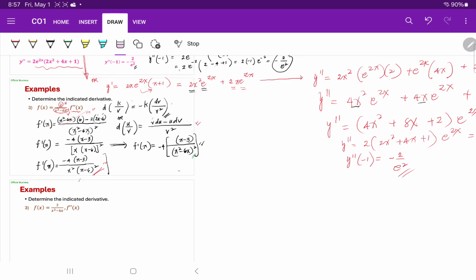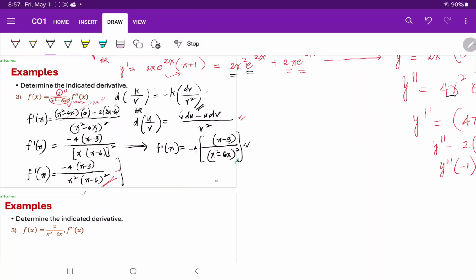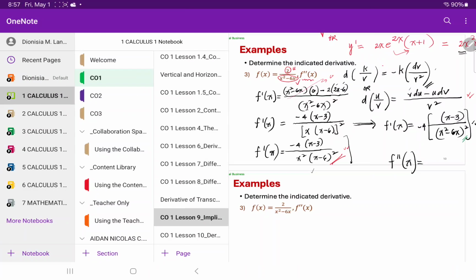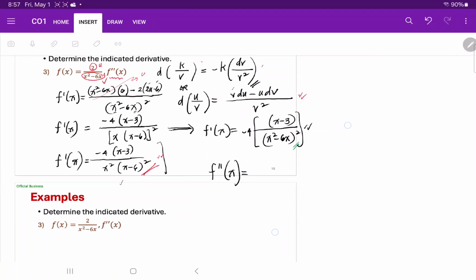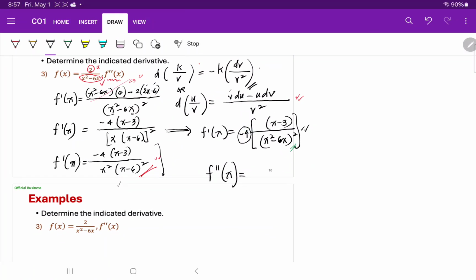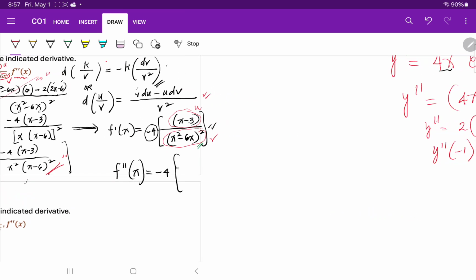Okay. So, let's continue with this one here. So, we solve for the second derivative. And so, what do we do? We copy the constant first. We have a constant here, right? So, we copy the constant first. Negative 4. And then, how do you solve for the derivative of the next term? This time, we use again what? This is u, and this is v. So, how do we solve for the derivative? We'll have what?